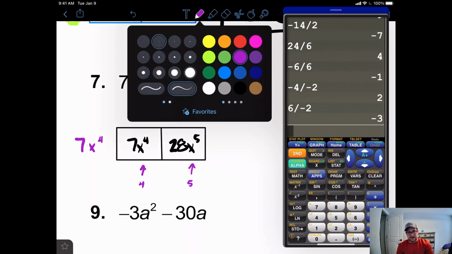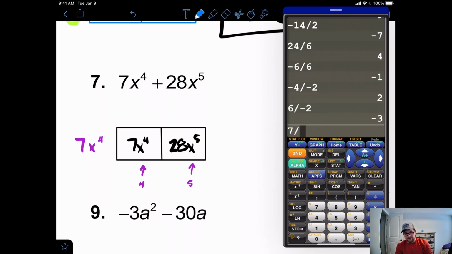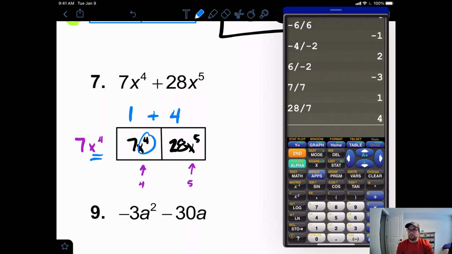Now let's work on the top. 7 divided by 7 would give us 1. We started with 4 x's and we pulled out 4 x's, so there are no x's left. Let's go to the next term. 28 divided by 7 would be 4. Now that 4 is positive, so we're going to put a plus here.